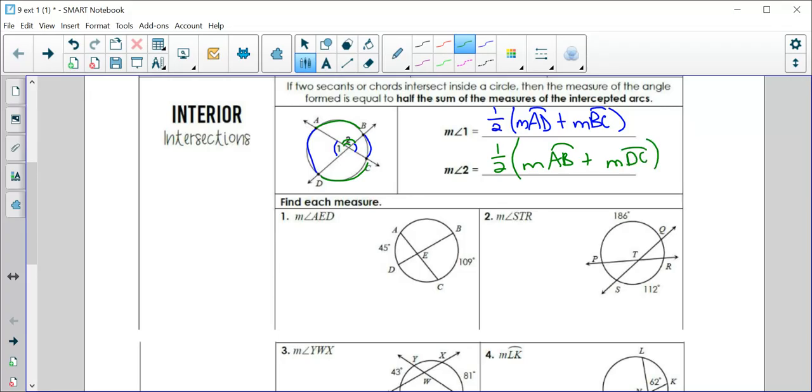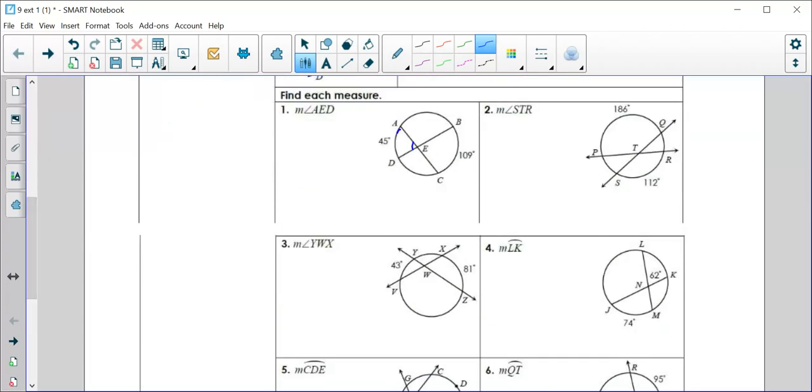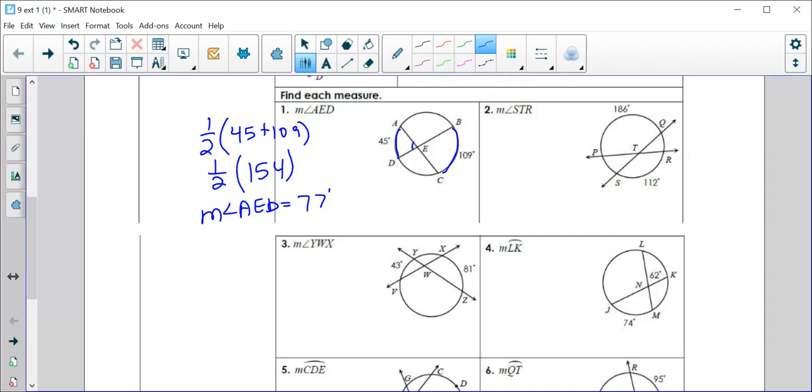All right, so let's practice that here. So example 1, we want to know what is the measure of angle AED. So AED is on the left, so then I need to use the left and right arcs. Okay, so I can go 1/2 of 45 plus 109. So we're going to get 1/2 of, add those up, 154. So then the measure of angle AED would equal 77 degrees.